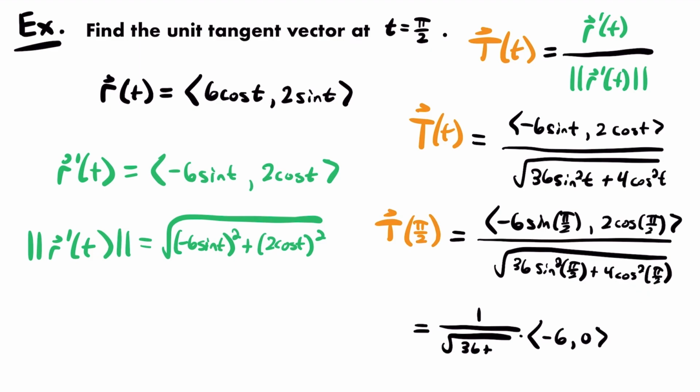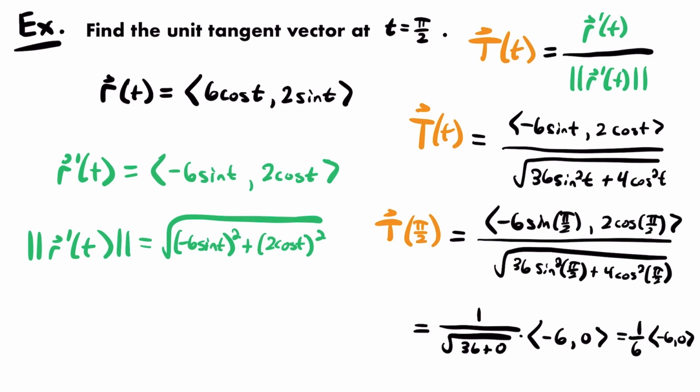Cosine of pi divided by 2 is 0, so 0 squared is still 0. 0 times 4 is 0, so we're just adding 0. So we have 36 plus 0 inside the square root. And so really, we just have the square root of 36, which is 6. So the final answer here would be 1/6 times -6, 0.